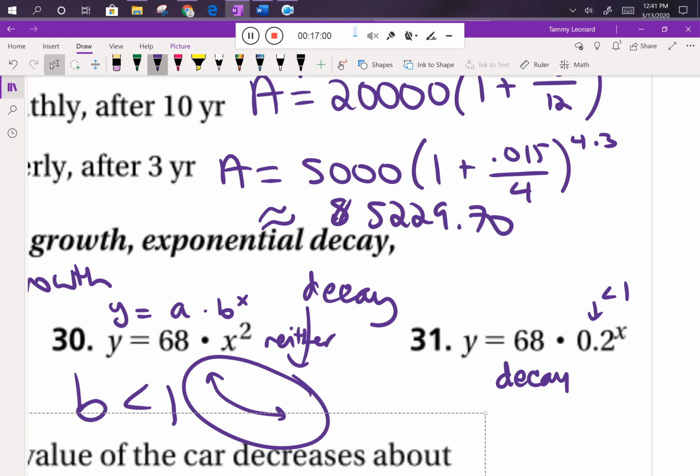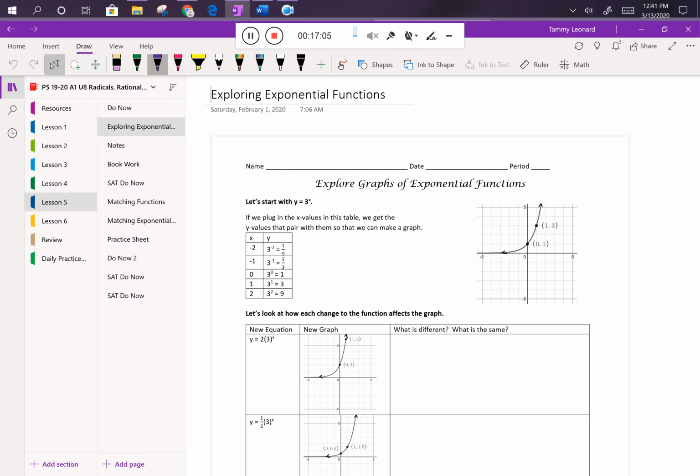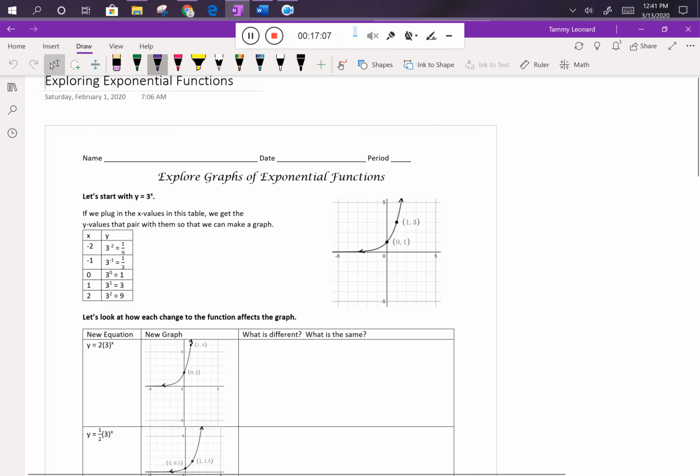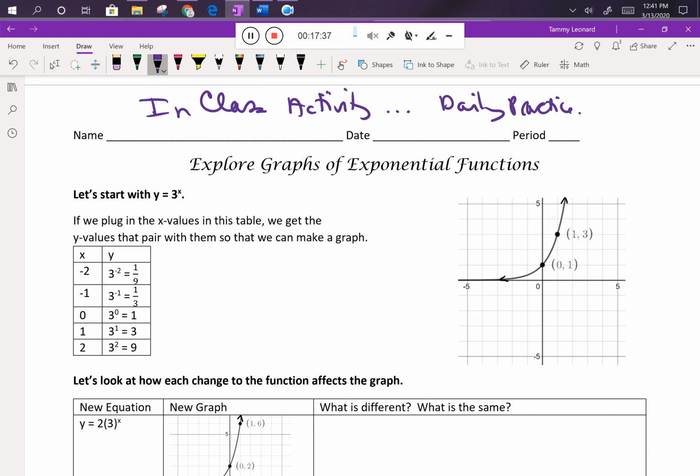Okay, so next is going to be a little activity, which I am pretty sure is in your packet, but off the top of my head, I'm not sure what page it's on. So can you find this page in your packet, please? It's the very next page? That would make sense. I'm glad it's in logical order. Okay, so go to this page. So this is your in-class activity. If you don't finish it up, it becomes your daily practice. Okay, so your goal is to get this done before you leave today.